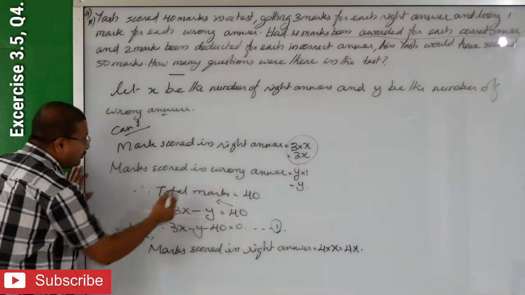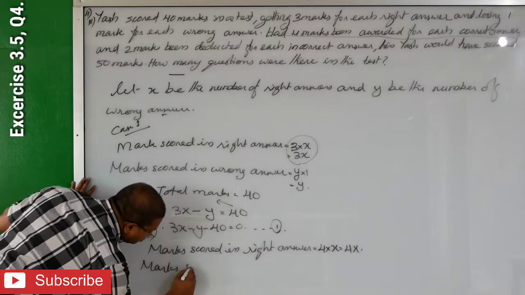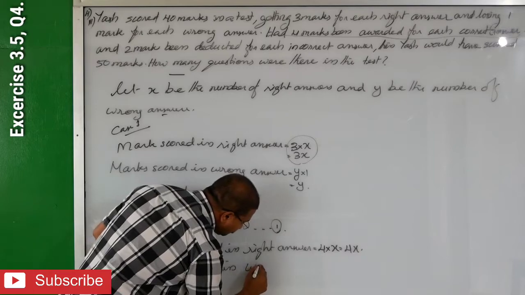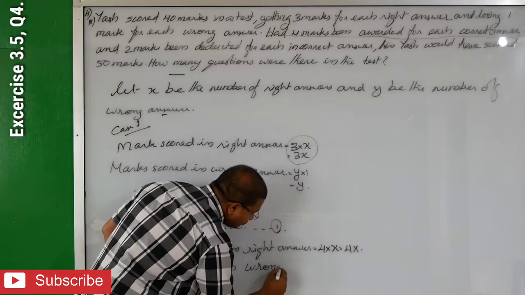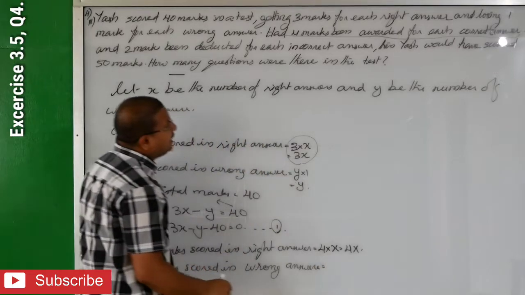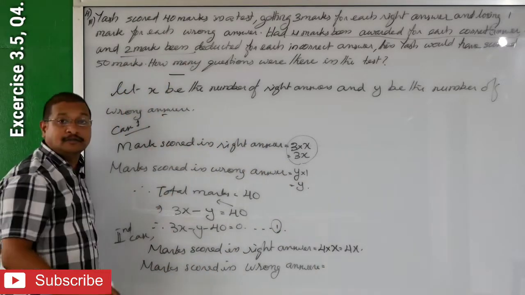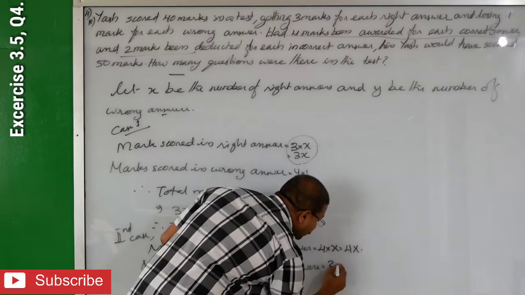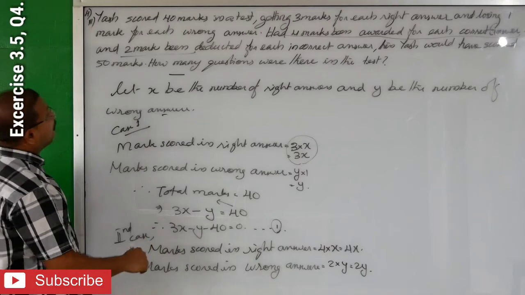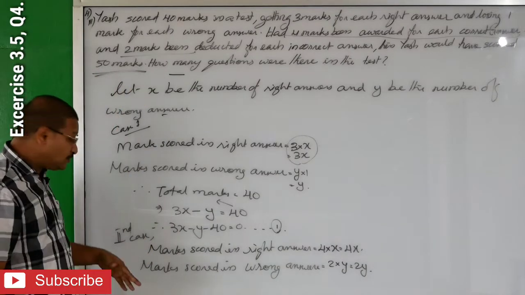And the marks scored in wrong answer, wrong answer means each wrong answer will be deducted, reducing 2 marks. That means what will happen? 2 into y, that is 2y. But the total mark, how much has he got? 50. That means what will we write?